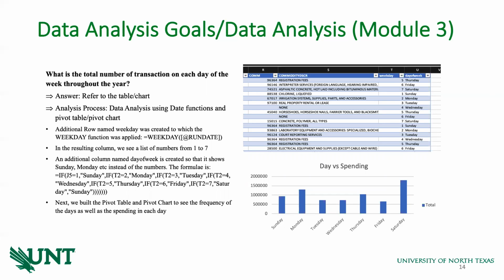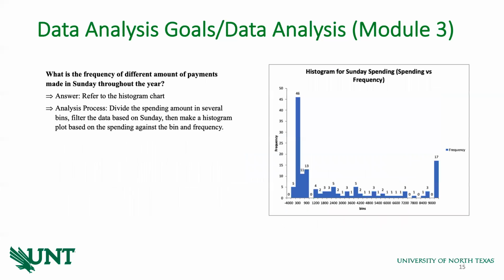We see the counts for each of the days, and based on that, we can say that Saturday we had the most amount of spending. Okay, what is the frequency of different amounts of payments? So here, we are trying to do a histogram plot for different kinds of payments made on days throughout the whole year, and that's how it looks.